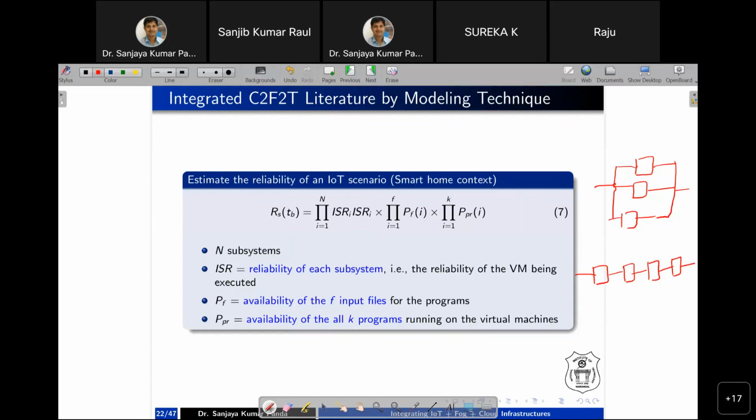The second term is multiplied with the first term, which says the availability of F input files. What you are doing is transferring some data. The data is considered in the form of input files or different kinds of programs that you are transferring. So such factors we need to consider in order to calculate the reliability of the whole system. Especially many people have targeted the smart home context in order to calculate the reliability of the system.